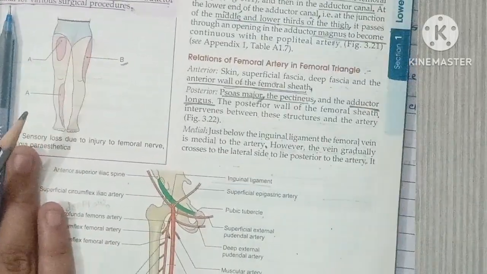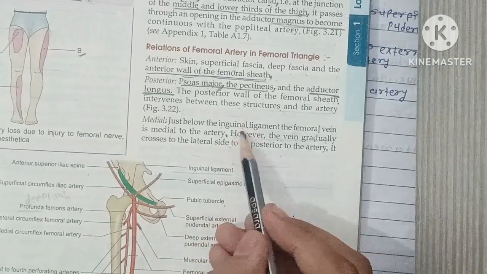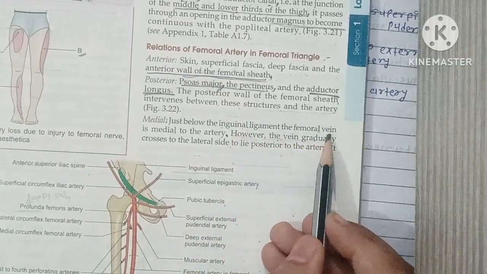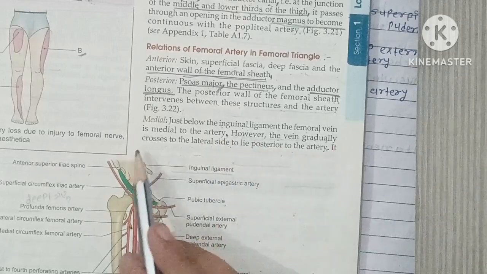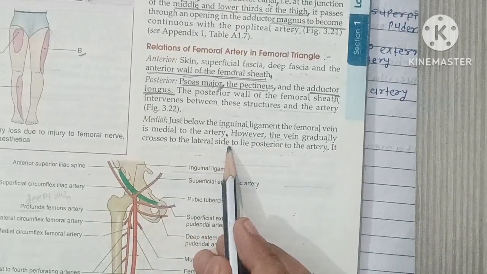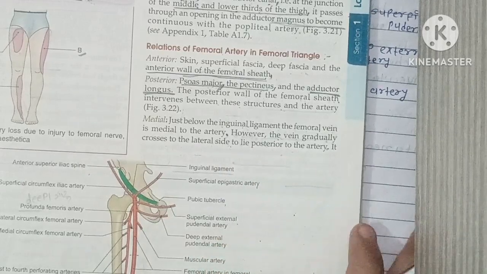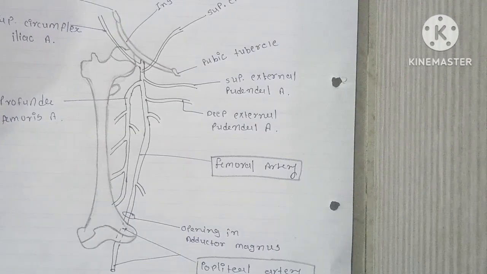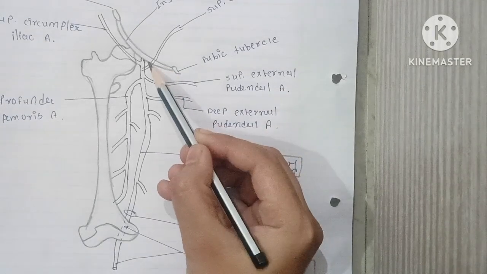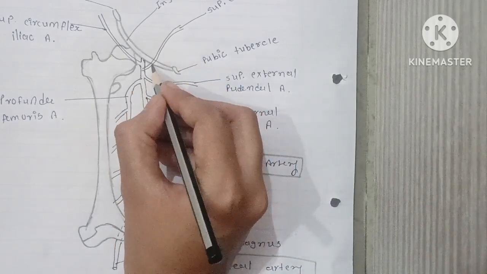Now comes to the medial relation of the femoral artery. Just below the inguinal ligament, the femoral vein is medial to the artery. However, the vein gradually crosses to the lateral side to lie posterior to the artery. So, medial relation of the femoral artery: just below the inguinal ligament, it relates medially with the femoral vein.